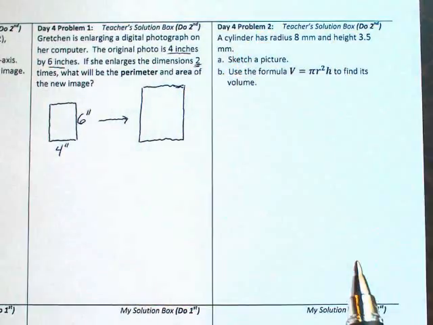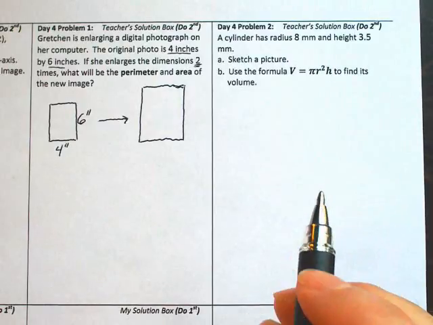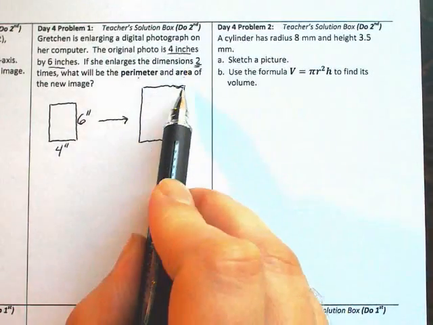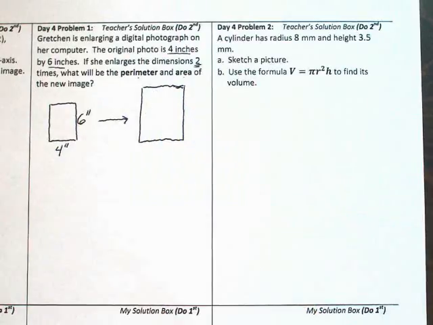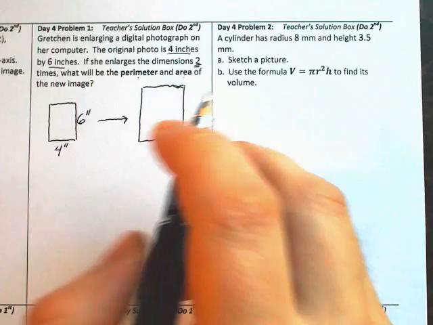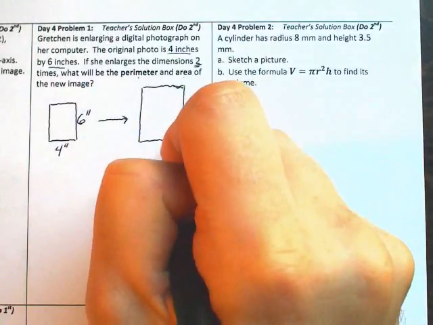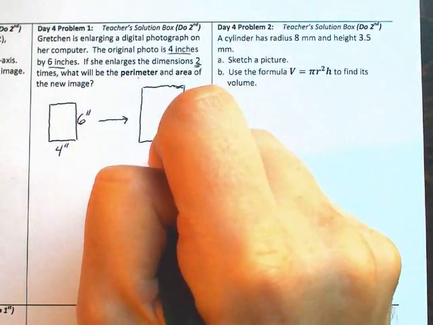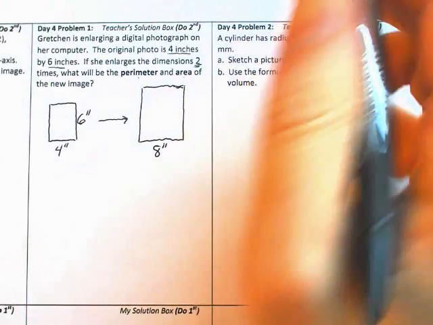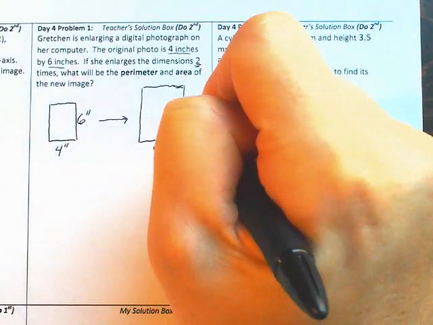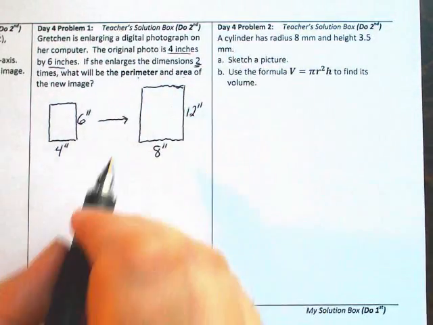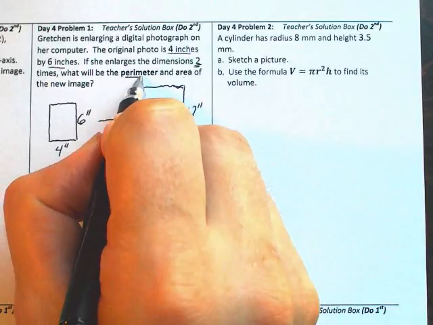Okay. And so what we're asked to do is to find the perimeter and find the area of this new larger rectangle. Now if she multiplies by a scale factor of 2, then across the bottom it will now be 8 inches, and the height of this will now be 12 inches. And with these measurements we can find the perimeter and area. So let's start with perimeter.